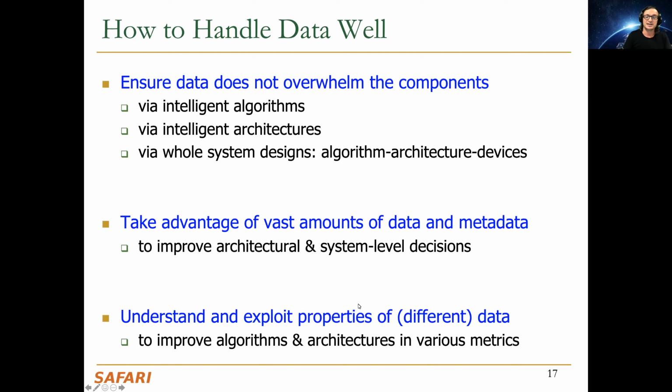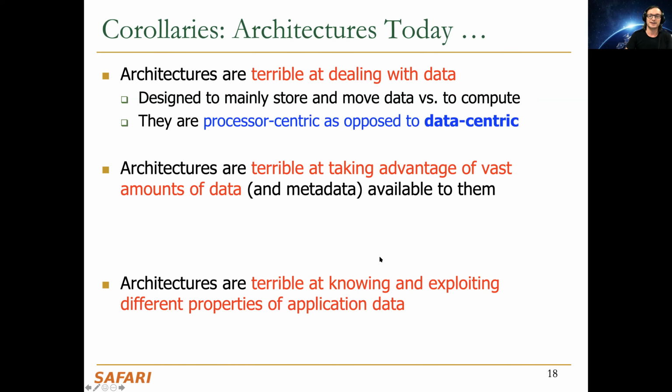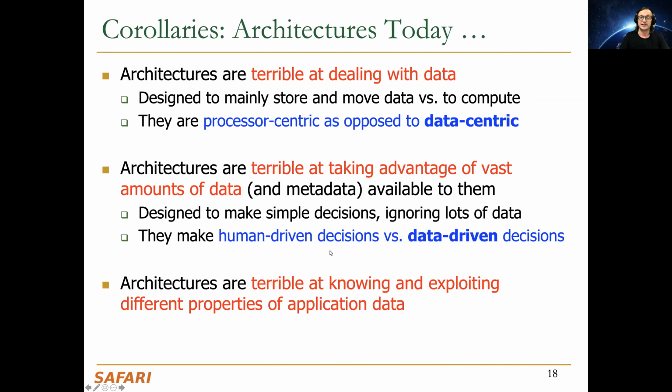And we want to understand and exploit different properties of different data to improve the algorithms and architectures. And today's architectures are not doing well with regards to this. They're processor-centric as opposed to data-centric. They make human-driven decisions as opposed to data-driven decisions, and they make component-aware decisions as opposed to data-aware decisions.